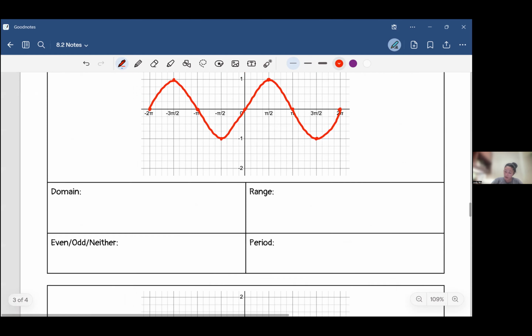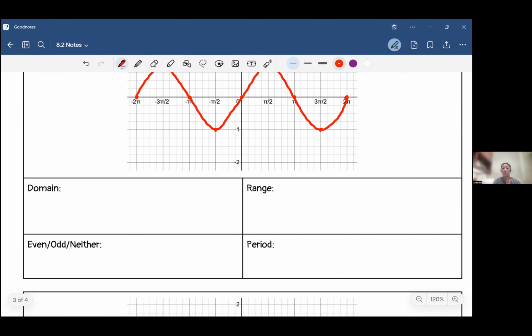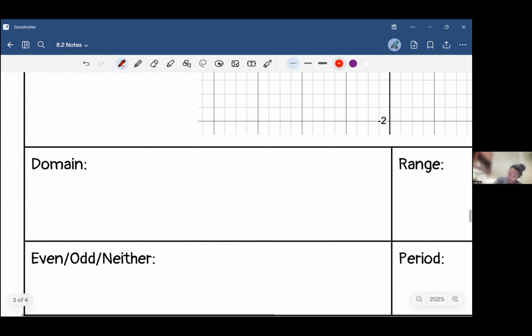Now, I do want to talk a little bit about the domain and range. So remember, domain is all of the x values, and we have x values all the way to positive infinity and all the way to negative infinity. So the way we would write that is literally from negative infinity to positive infinity. Okay.